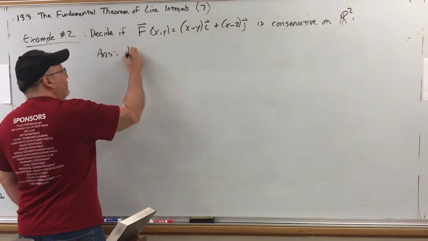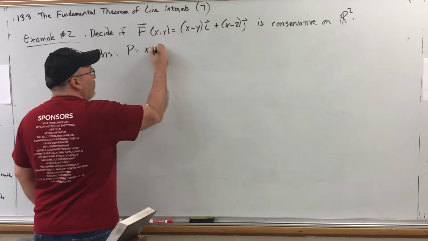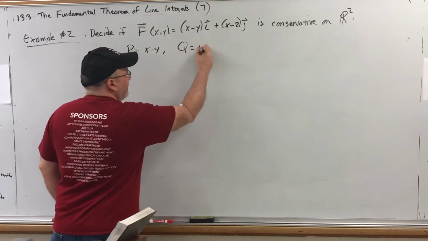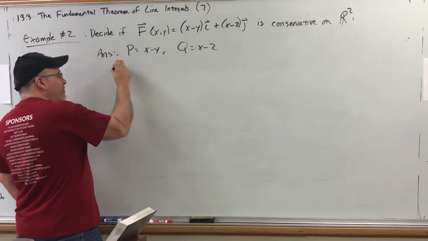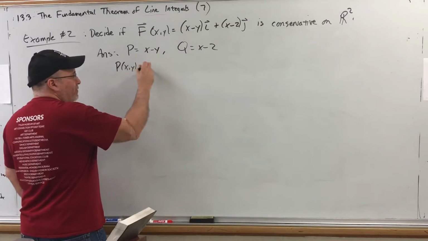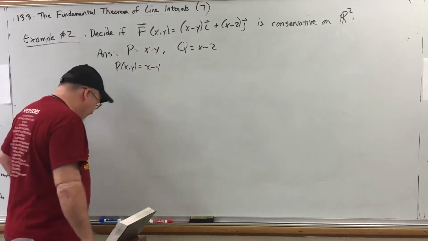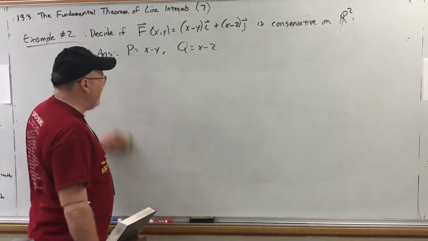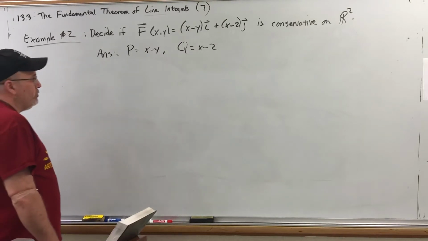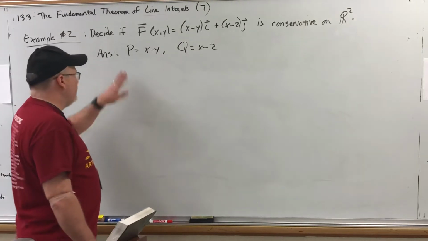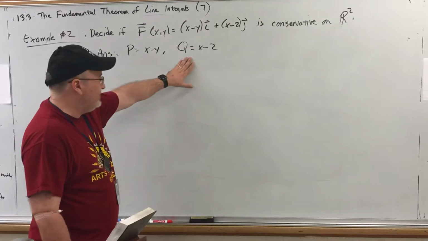Well, first, it might help to say that P is equal to x minus y and Q is equal to x minus 2. I guess if you wanted to be more nitpicky, you could say P of x, y equals x minus y, and the same thing for Q, but at this stage of the game, that's understood, it's implied. So all we have to do is take the partial with respect to y and the partial with respect to x and see if they're equal.